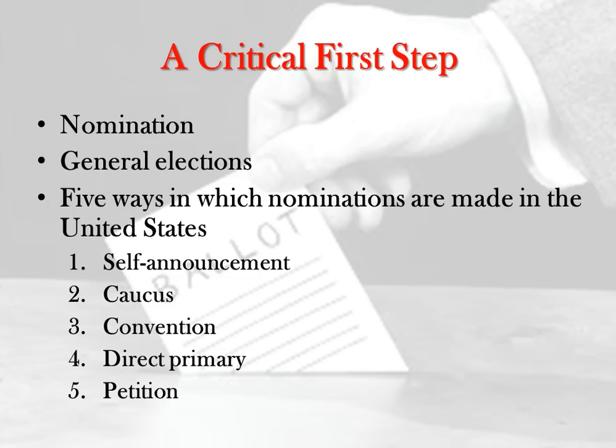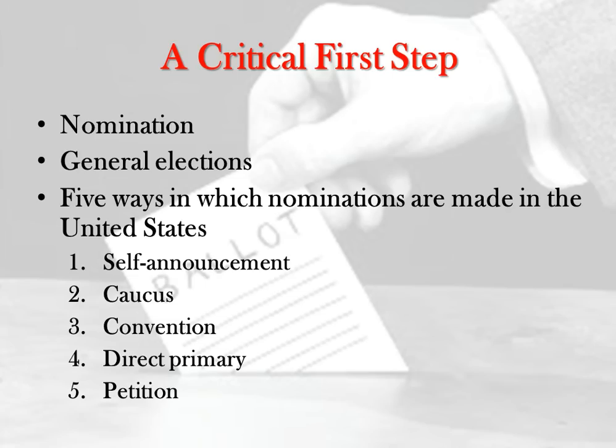In one-party constituencies, those areas where one party regularly wins elections, the nominating process is usually the only point at which there is any real contest for a public office. Once the dominant party has made its nomination, the general election is little more than a formality.